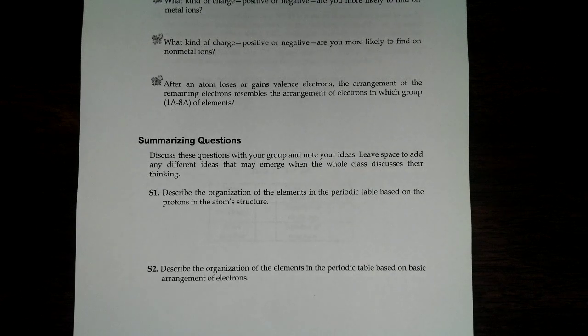This is a discussion of the summarizing questions from CR Activity 7 that were not addressed in the discussion during class time. So we'll just start right out with summarizing question 1. Describe the organization of the elements in the periodic table based on the protons in the atom's structure.